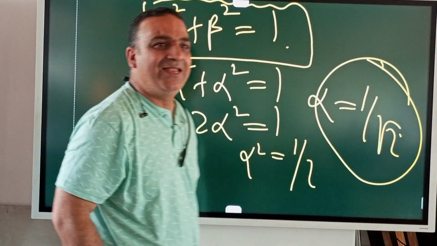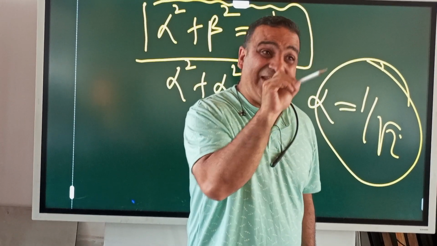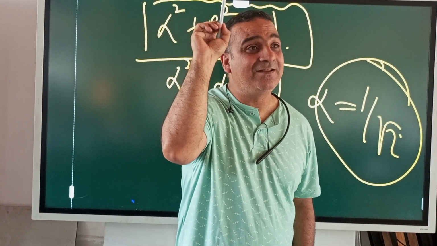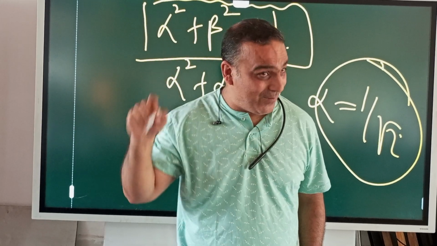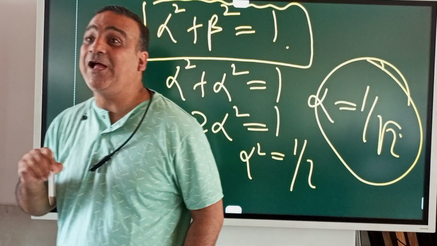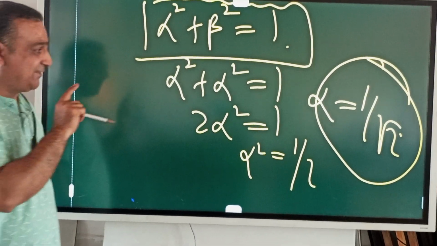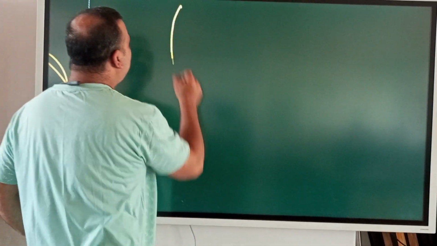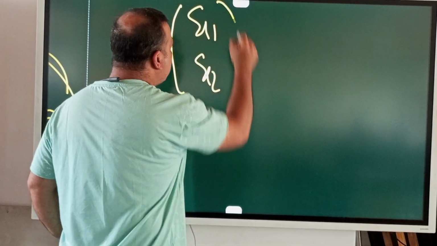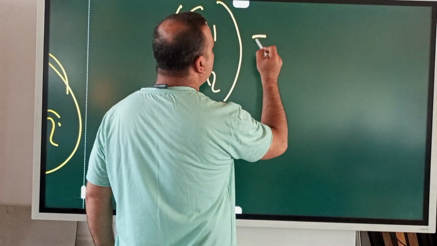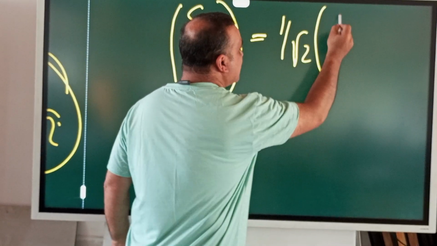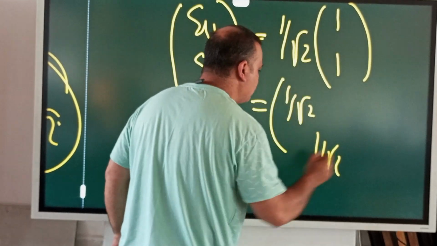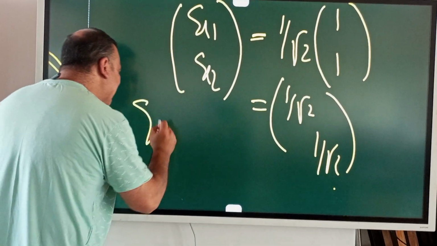You remember what I did yesterday? I started with spin up and I wrote it down by a column matrix. What was that? 1 by root 2 and 1 by root 2. Are you getting my point? I'm trying to come back to that lecture that I gave yesterday. So for zeta 1 and zeta 2, it is 1 by root 2 times 1 and 1. So this will give you 1 by root 2 and 1 by root 2. Now this is my zeta.